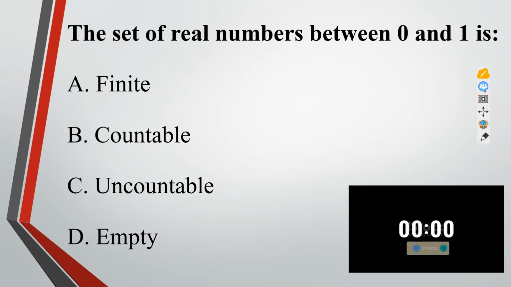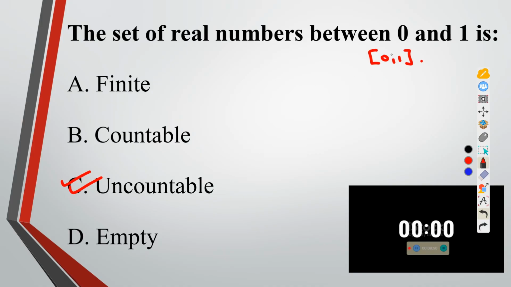The set of real numbers between 0 and 1 is... If you recall the concept of a Cantor set, this should be easy. Basically, the set of real numbers between 0 and 1 is uncountable. This can be proved using Cantor's diagonal argument, if you recall about Cantor's set. When you look at option A, they are saying it is finite, but we know that a finite set has a fixed number of elements.